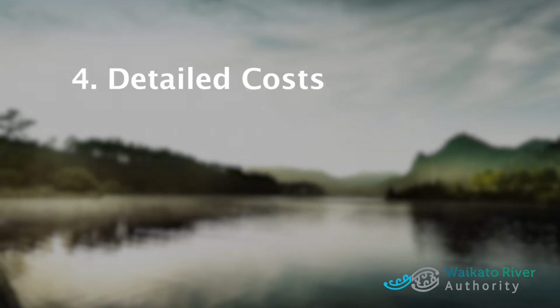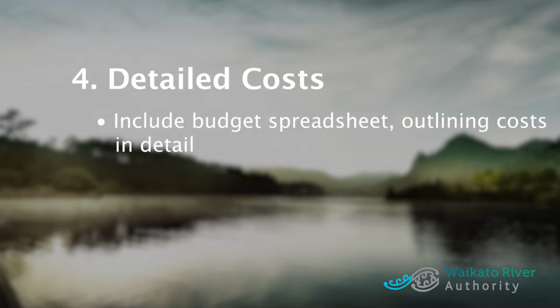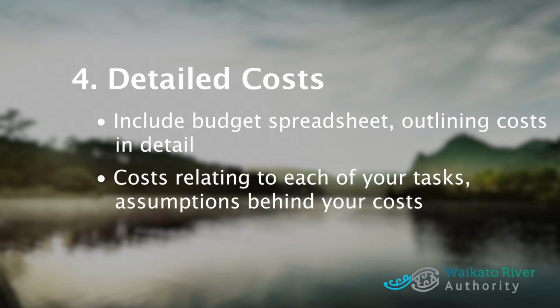Detailed costs. Once again, the authority's application form doesn't make provision for you to input this level of detail, so it is critical to include it in your plan. We suggest your project plan include a budget spreadsheet outlining costs in detail. This should include costs related to each of your tasks as well as the assumptions behind your costs.